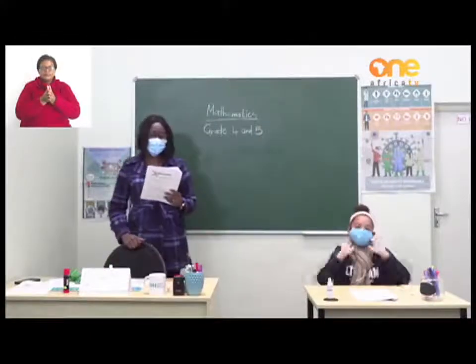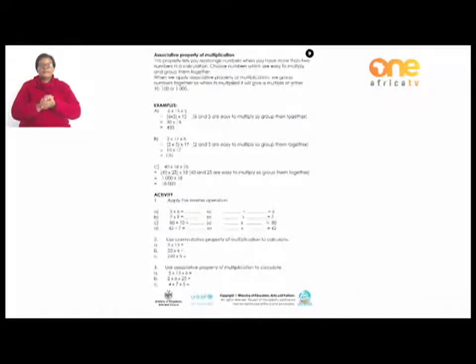Boys and girls, let's go on page 9. Hands-on math with associative property of multiplication. This property lets you rearrange numbers when you have more than 2 numbers in a calculation. Choose numbers which are easy to multiply and group them together. When we apply associative property of multiplications, we group numbers together, so when it's multiplied, it will give a multiple of either 10 or 100 or a 1,000.